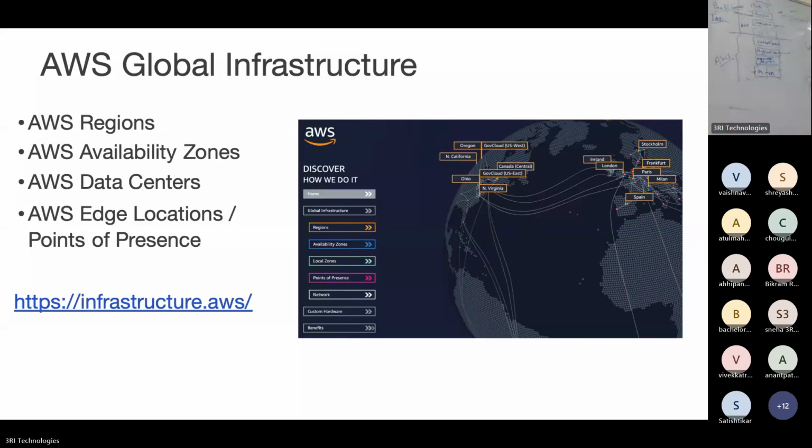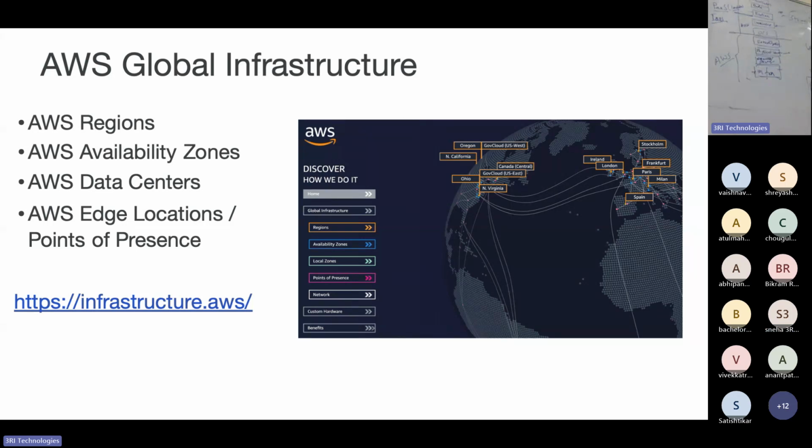Why is it called availability zone, or AZ? What is availability, basically? Even if one data center goes down, another is able to serve, is available to serve. That's why it is called an availability zone.